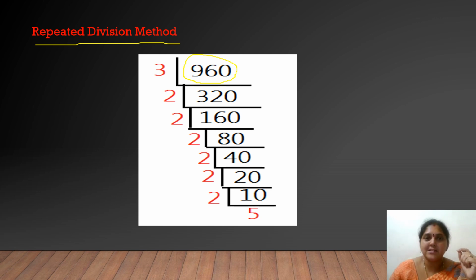So first I will check with the 3 table, because 9 and 6 follow in the 3 table. That's why I have taken 3 table. My 3 is a prime number here. So when I am dividing this 960 with the 3 table, I will be getting my answer as 320. 320 will be my answer.